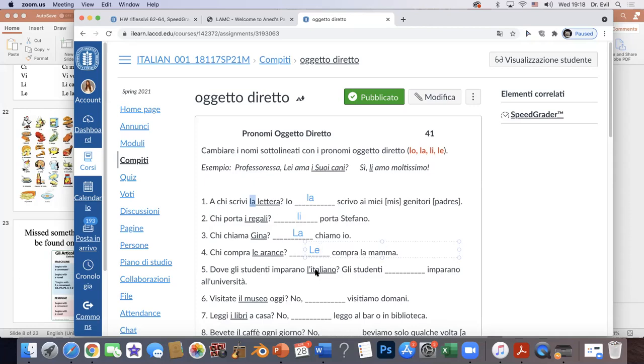Dove gli studenti imparano l'italiano, right? L'italiano, this is masculine singular. Lo imparano, however, when the next verb begins with a vowel, you can also say l'imparano, right? But only with the singulars, lo and la. If you have li and le, they never elide. You don't put an L apostrophe when it's plural, li or le, only with lo or la. Okay? Bene, visitate il museo oggi.